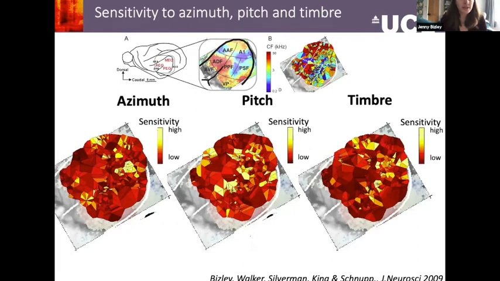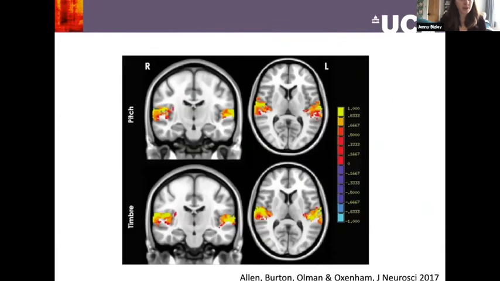You could argue maybe this is a weird sort of ferret thing. So we were really reassured when a human functional imaging study from Andy Oxenham's lab was published a couple of years ago, looking at the distribution of pitch and timbre sensitivity using a relatively similar approach to ours, and found very similar, strikingly similar findings in terms of distributed, interdigitated sensitivity to pitch and timbre in the human auditory cortex.